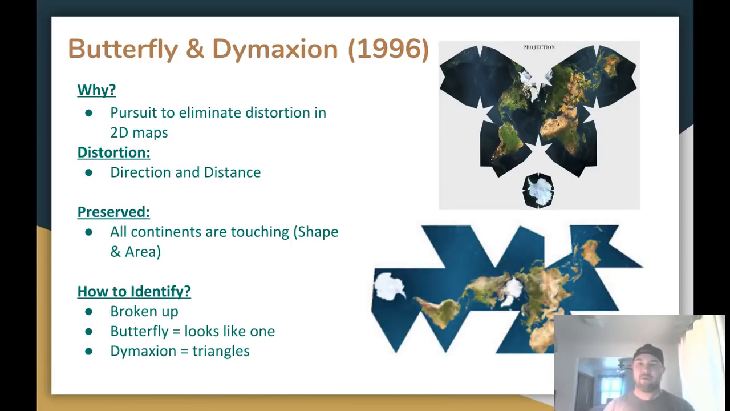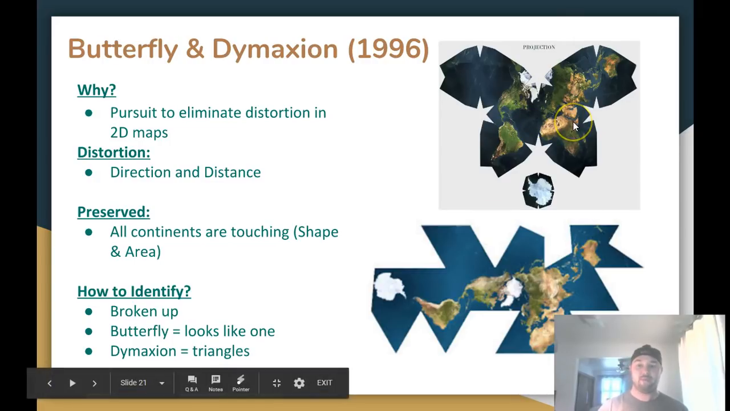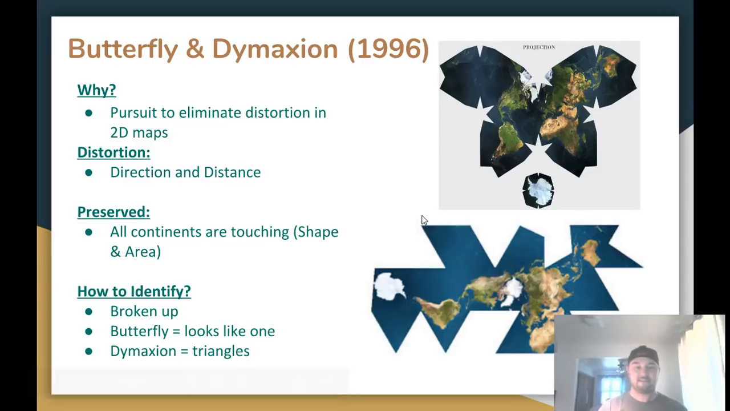Now remember, the way I remember it is butterfly looks like a butterfly, and the one that doesn't look like a butterfly but is all broken up is a Dymaxion. That's the simplest way to remember it: Dymaxion is more triangle based, and the butterfly definitely looks like a butterfly shape.